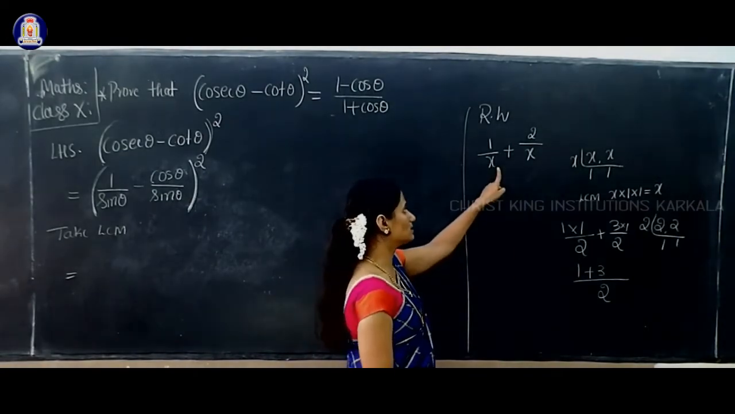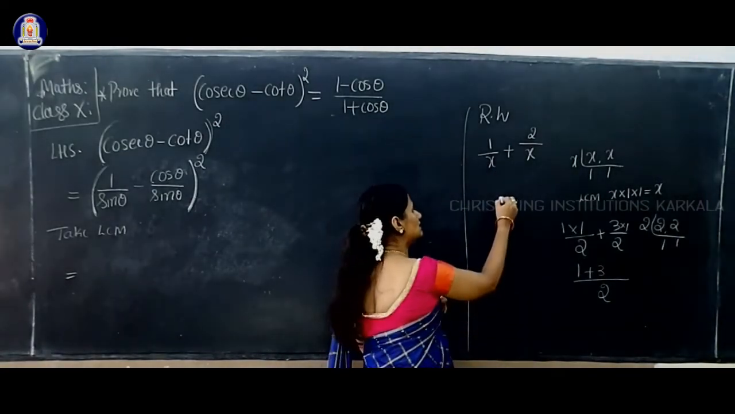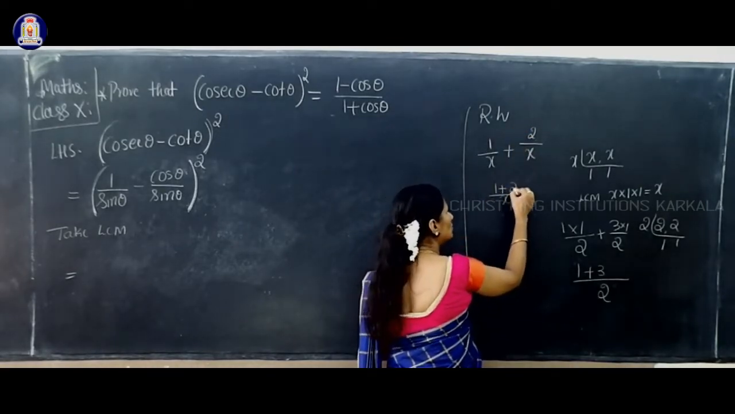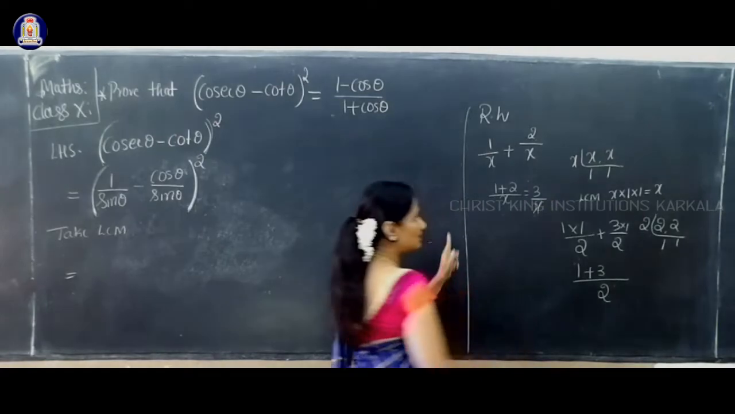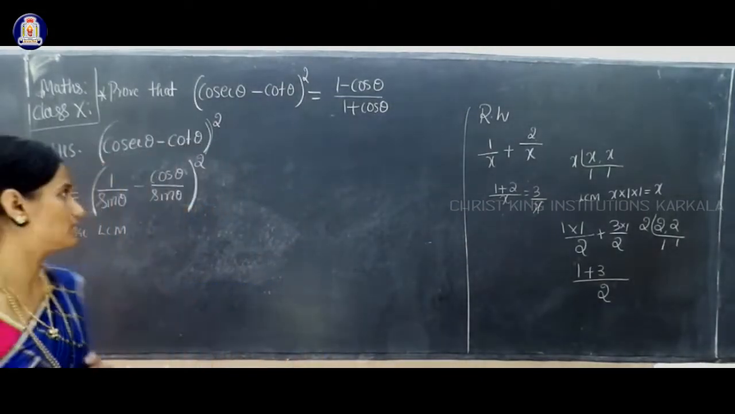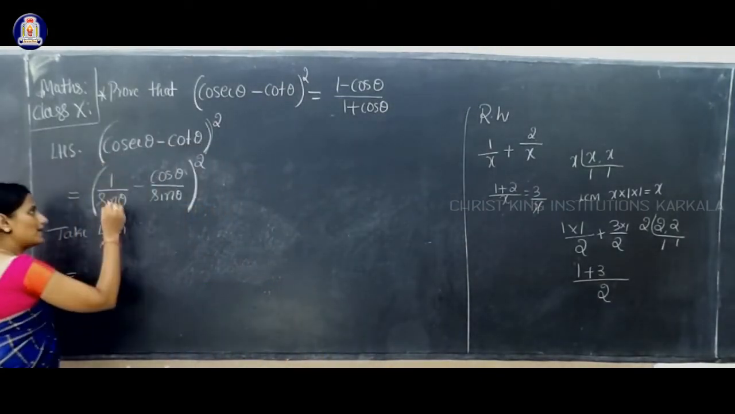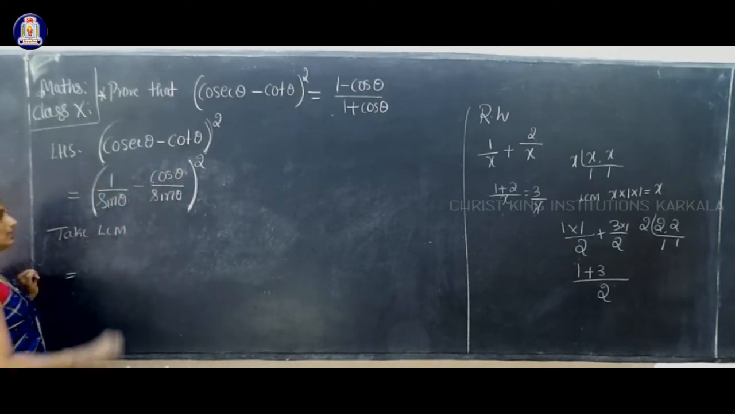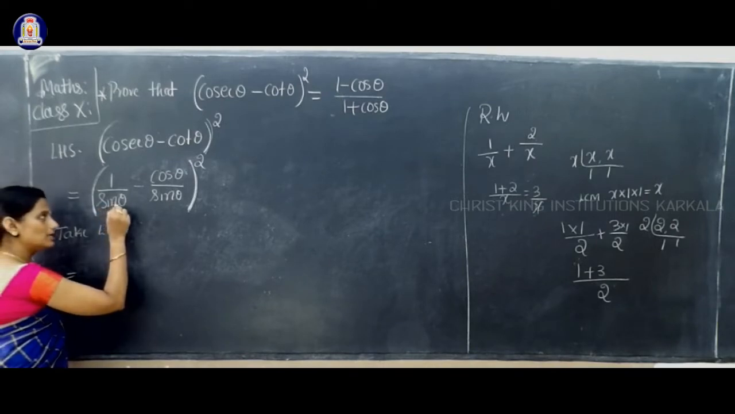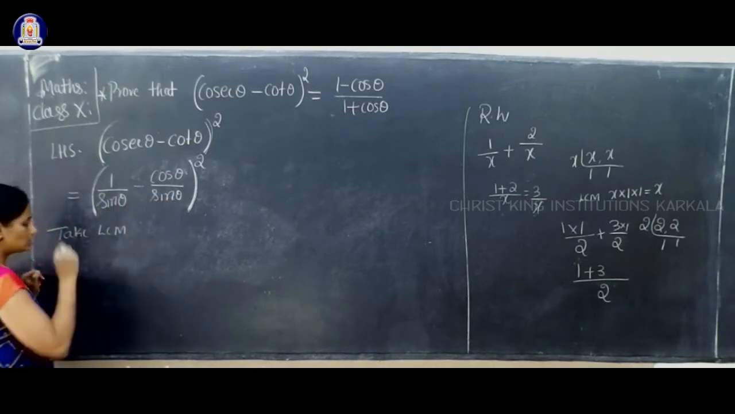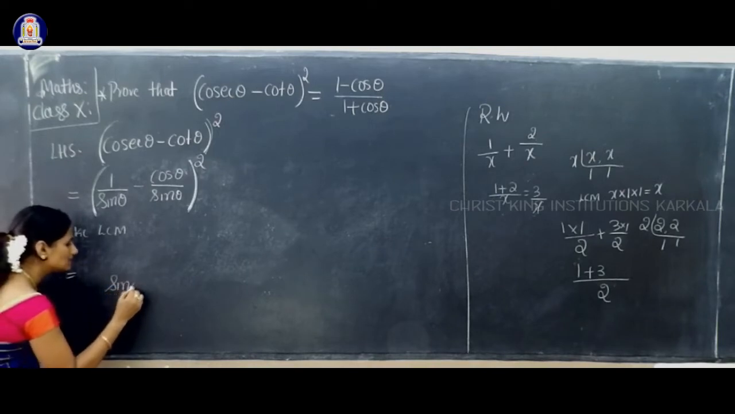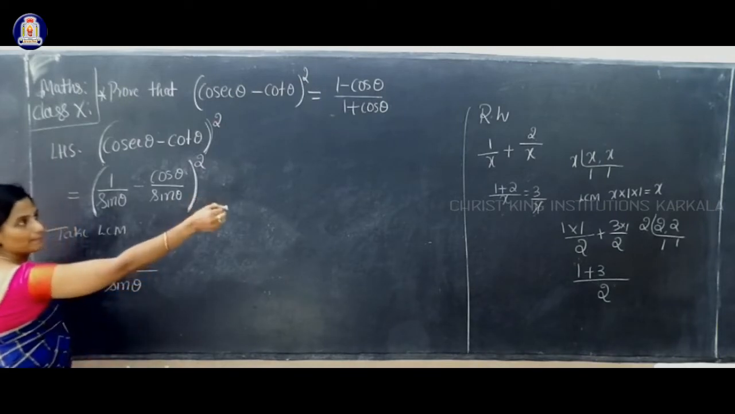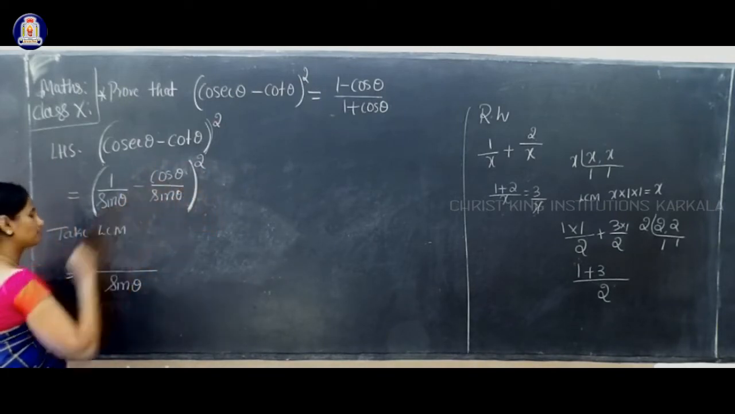So now what will be the answer here? Here x is the LCM. Thus our numerator as it is, 1 plus 2, which is equal to 3 by x. Is it right? You know that type of simplification. Here also, see here, 1 divided by sin theta minus cos theta divided by sin theta. So what is your denominator? The denominator is sin theta and sin theta. So what is your LCM? LCM is sin theta. Clear? You can compare this with those two.